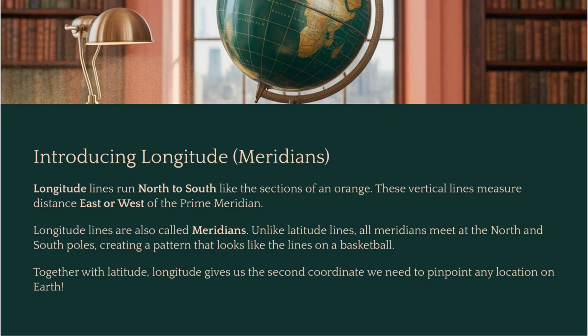Now, let's look at the other set of lines, longitude. These lines are different. They run vertically from the North Pole to the South Pole. They measure how far you are to the east or west. We also call these lines meridians. Unlike latitude lines, meridians are not parallel. They are farthest apart at the equator and then come closer together until they all meet at the North and South Poles. They look like the wedges of an orange peel.